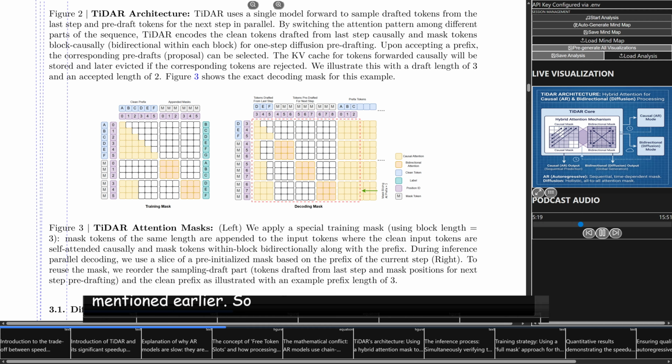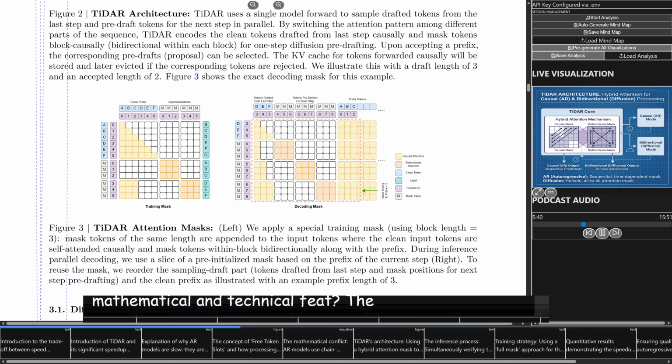So TiDAR's genius isn't just exploiting the hardware, it's creating an architecture that can compute both the fast drafting mode, p-diff, and the high-quality sequential quality mode, p-AR, in the same single memory-bound forward pass. Which brings us to the architecture. How on earth did they pull off this mathematical and technical feat?